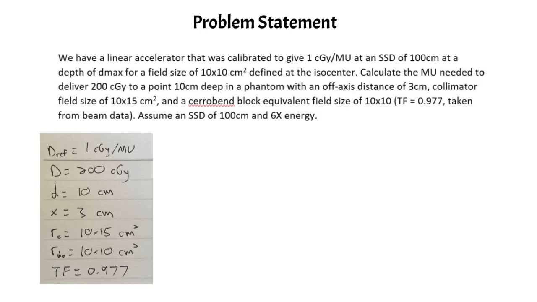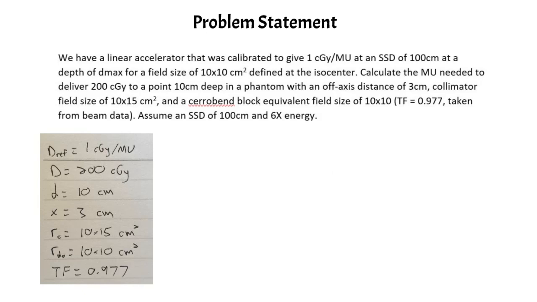The depth is 10 centimeters. We have an off-axis distance now of 3 centimeters. Our collimator field size is 10 by 15. Our blocked field size is 10 by 10, and we also need a tray factor because our block is a Cerrobend block. And since we have tertiary blocking in the form of a Cerrobend block in this problem, we are actually going to use that field size to define the phantom scatter factor and also our PDD value.